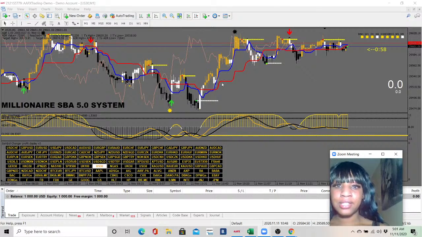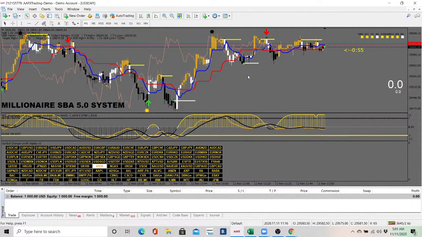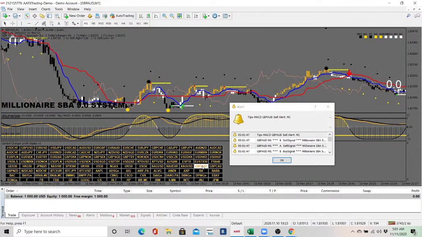So that is that. This is US 30, selling on the 1 minute. And I do take pullbacks or reversals on indices like US 30, the NAS 100, SPX. I do, but I do prefer to trade with the trend more. So let's see GA. So there's a sell alert on the 1 minute.